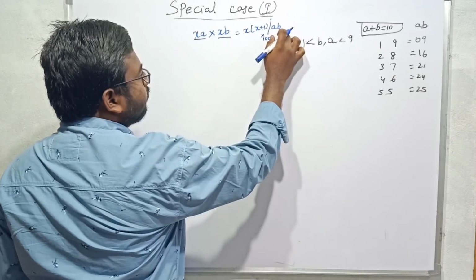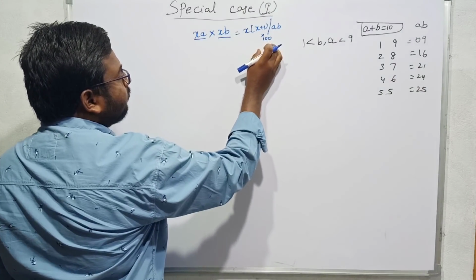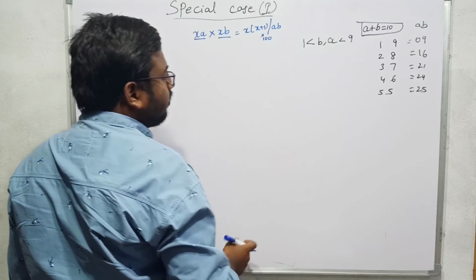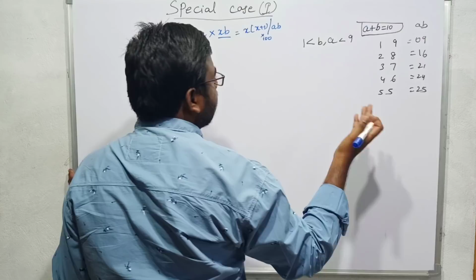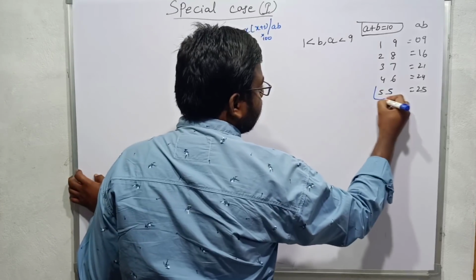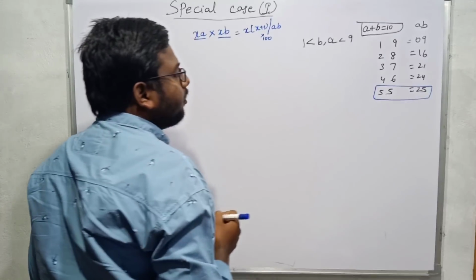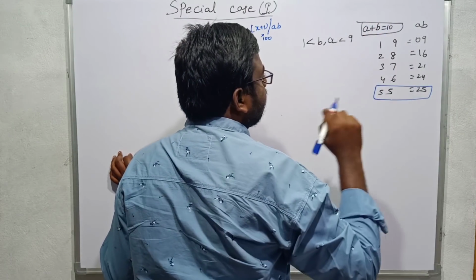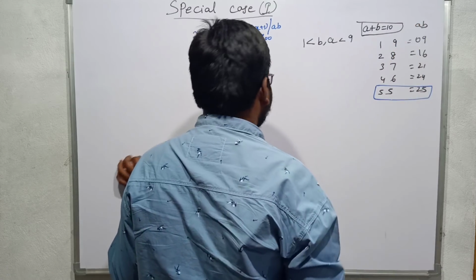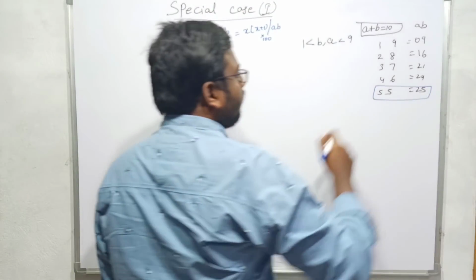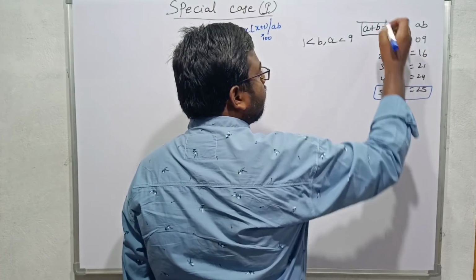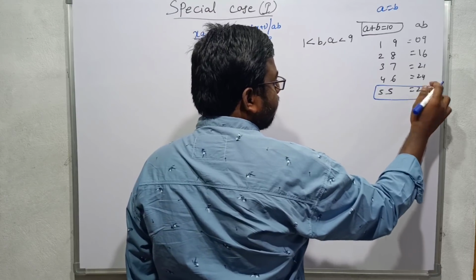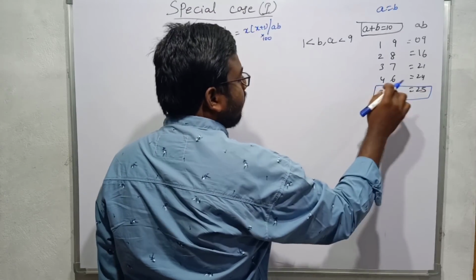If ab is strictly a 2 digit number, then it will automatically merge with this number, so I can write it beside. The AB does not cross 100 because the maximum value is 25. For example, if the sum of A and B is 10 and you want to find the maximum value of A into B, the maximum occurs when A is equal to B. In all the cases, the maximum value is 25, where A is 5 and B is 5.